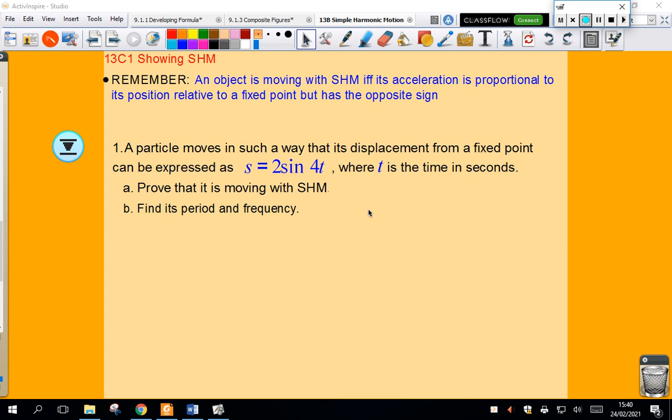Okay, so in this class we're going to look at showing an object is moving with simple harmonic motion when given the equation of its displacement or its position, and we can show that it's moving in simple harmonic motion. Remember, an object is moving with simple harmonic motion if and only if its acceleration is proportional to its position relative to a fixed point but has the opposite sign.